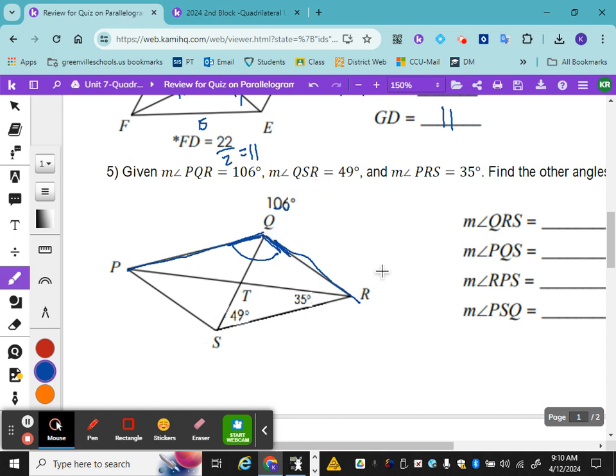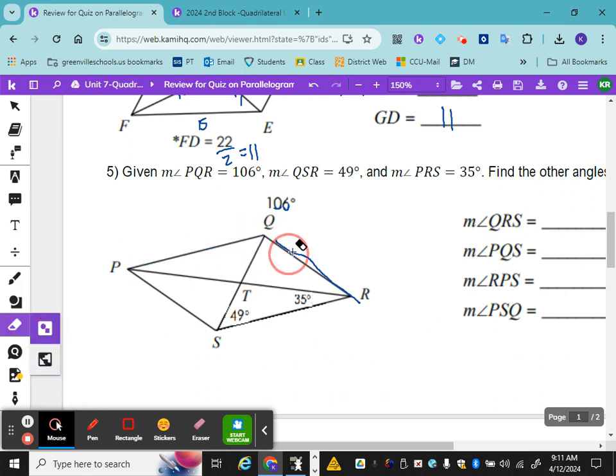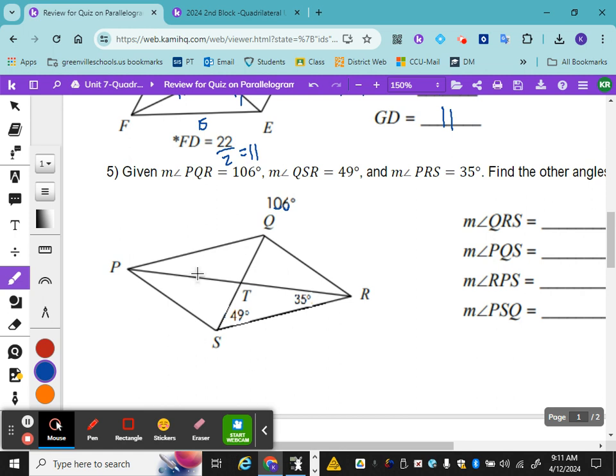QSR is 49, labeled for me. PRS is 35, labeled for you. Find the other angles. Okay, so I'm going to go ahead and fill it out before I even look at all of them.